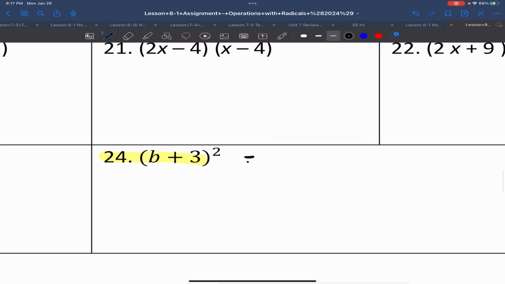And then 24, that's the same thing as saying b plus 3, the quantity squared, is the same thing as saying b plus 3 twice. So b plus 3 times b plus 3. And then you're going to FOIL as an exercise. So FOIL that on your own.